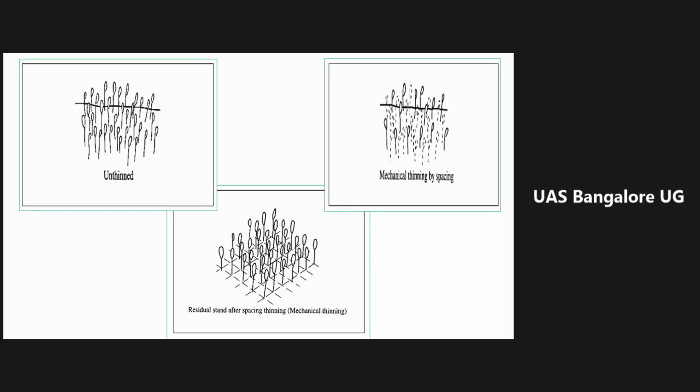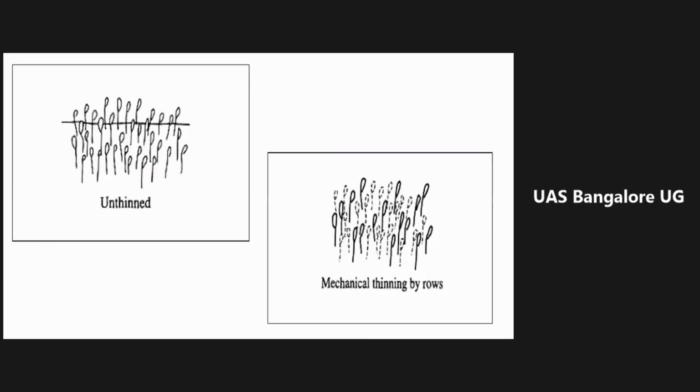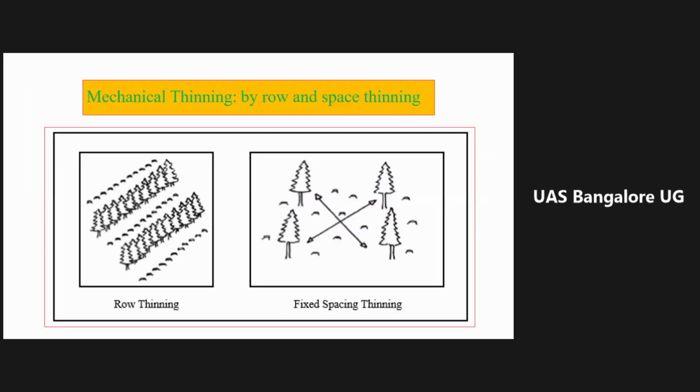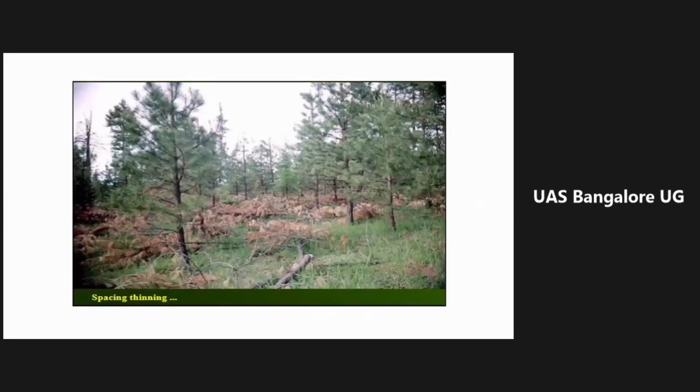So here you can see three different images. The first one is an unthinned stand, and the second one is the mechanical thinning by spacing, that is the removal of trees by alternate diagonals or rows. After that you can see the third image, a residual stand after space thinning. That is mechanical thinning. So this is also the same picture showing mechanical thinning by rows. Then here you can see the residual stand after row thinning. So mechanical thinning is mainly done by row or space thinning. These are two different names for mechanical thinning.